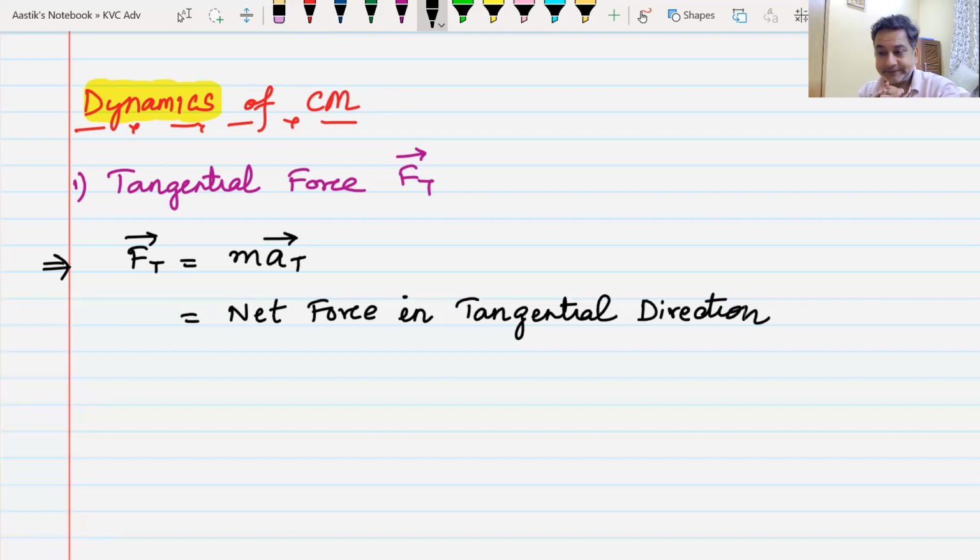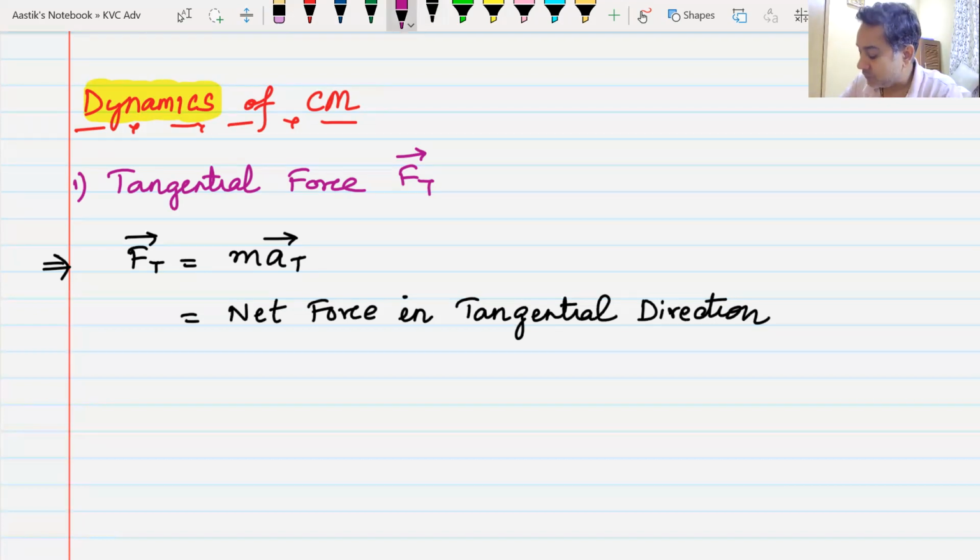Remember in Newton's laws, we were writing one force F in this direction, friction f in this direction. So the net force is F minus f. That net force F minus f was in the direction of motion, in the direction of velocity. That was your tangential force. Do we understand this? Yes, sir.